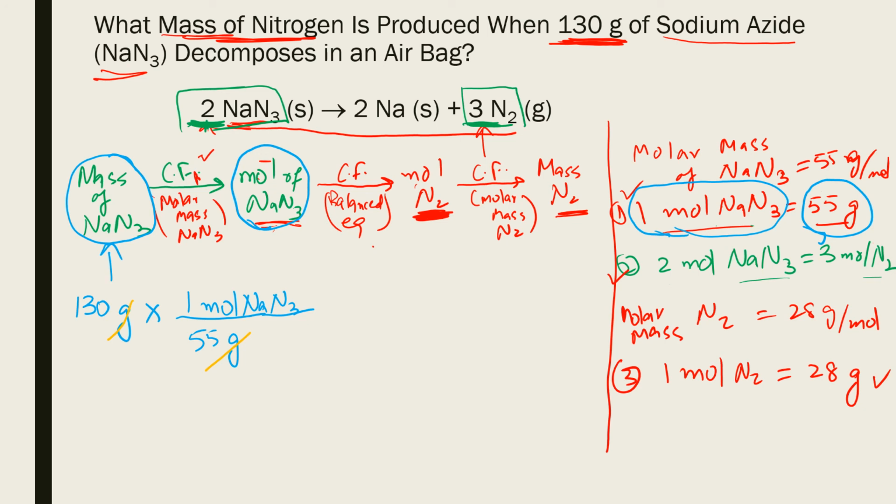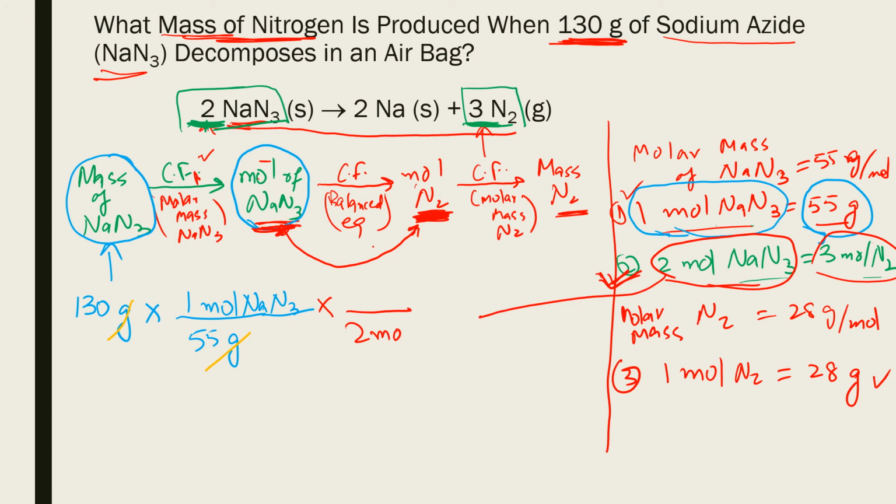Next we need to convert moles of sodium azide to moles of nitrogen. So we need a conversion factor between moles and moles, and that's from equation number 2. Because moles of sodium azide is on top, we have 2 moles sodium azide down here, and up here will be 3 moles nitrogen. In this case, moles of sodium azide cancel with moles of sodium azide, and now we have moles of nitrogen.